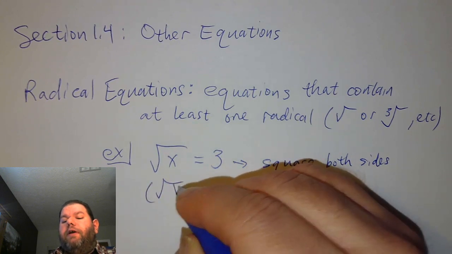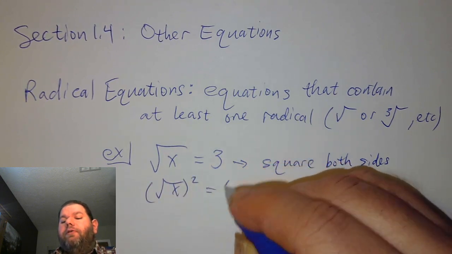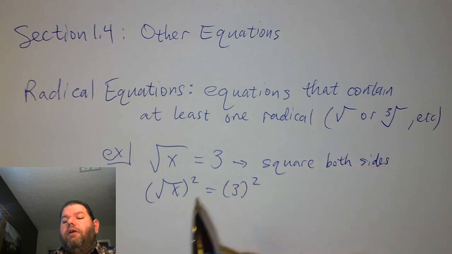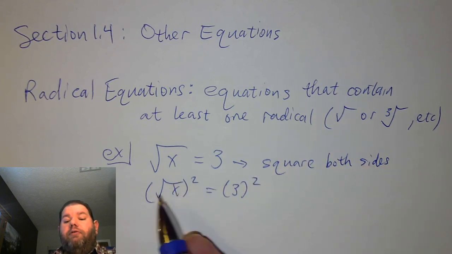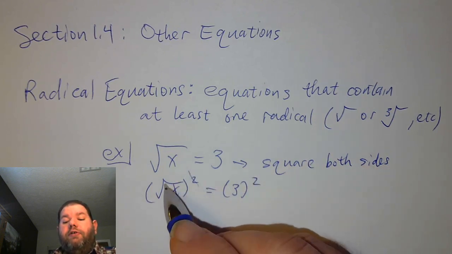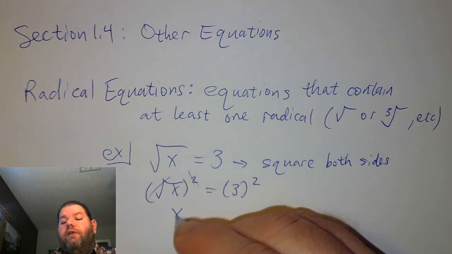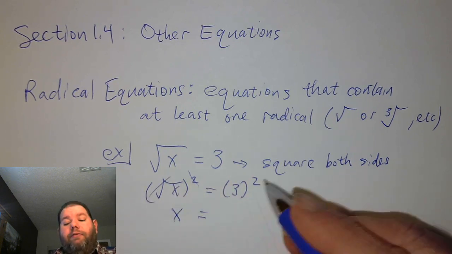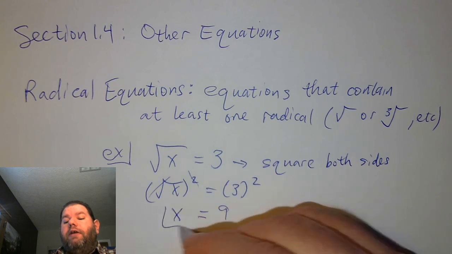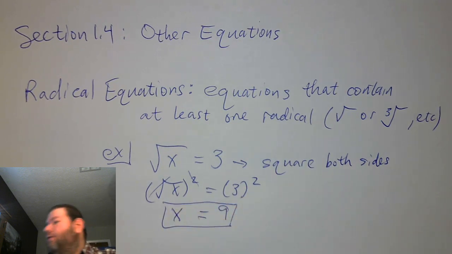So the square root of x, squared, equals 3 squared. Now when we square a square root, these are opposing operations, so they cancel each other out. It's just an x now. And then 3 squared is 9, and that gives us an answer.